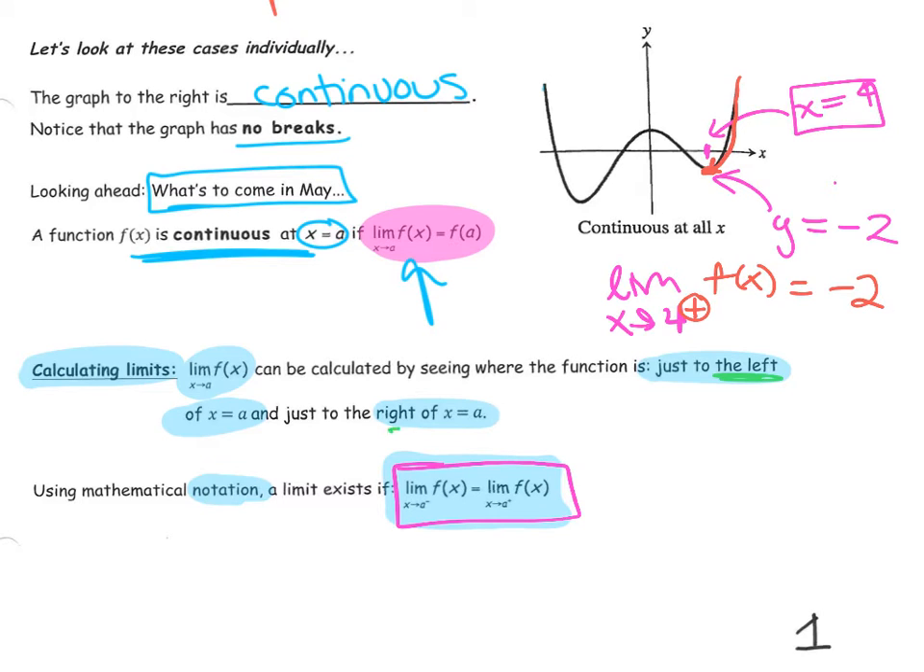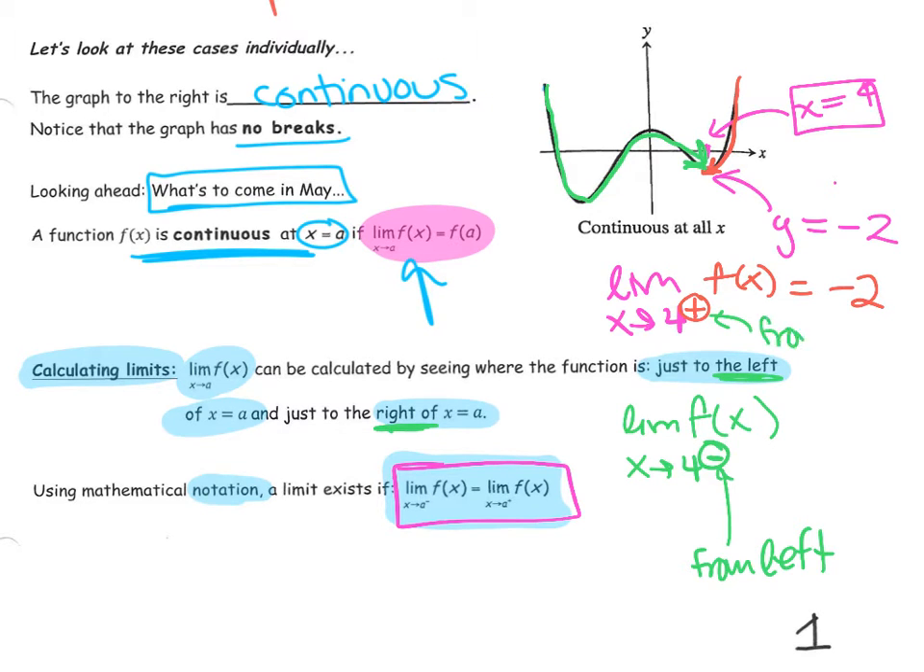So if I take the limit of f of x as we approach 4, let's approach it from the left. So I'm coming there, right there. That's where I land. I approach 4 from the left. That's what this notation means here, from the left. And this positive here means from the right. So as I approach x equaling 4 from the left, I'm hitting this y value here at -2.